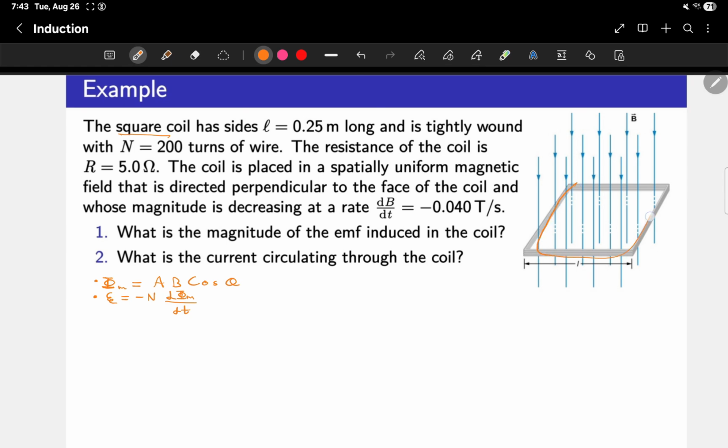Like you have one wire like this, and then on top of that wire you have another wire, and on top of that second wire you have another wire until you have 200 wires stacked on top of each other. That's what this diagram is showing us. And then we've been given the resistance of the coil, and more specifically the magnetic field is perpendicular to the surface of this square coil.